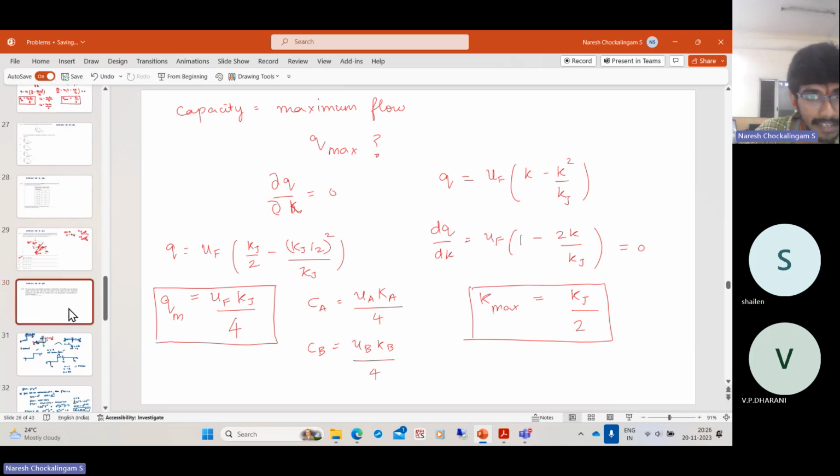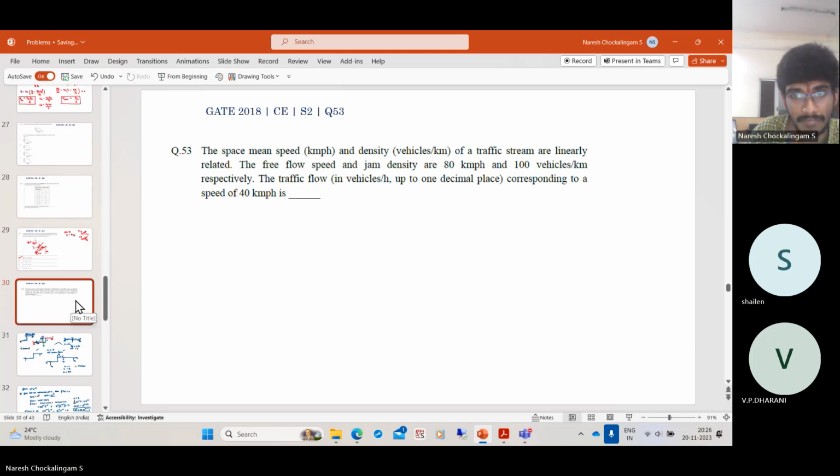Let us see if there is any other question related to the same concept. So yes, this is based on the same concept. It appeared in 2018. It is given that the space mean speed and the density are linearly related. So the Greenshields model works. You have a free flow speed and a jam density K jam. They are linearly related. Done.